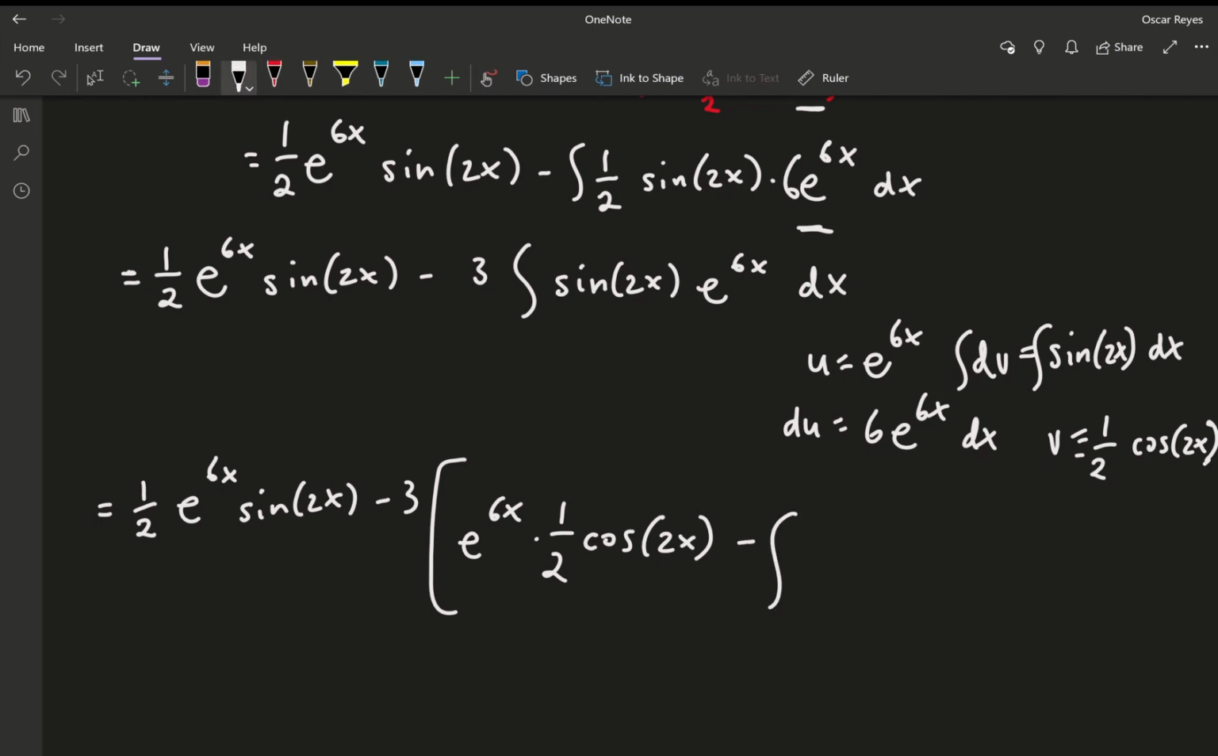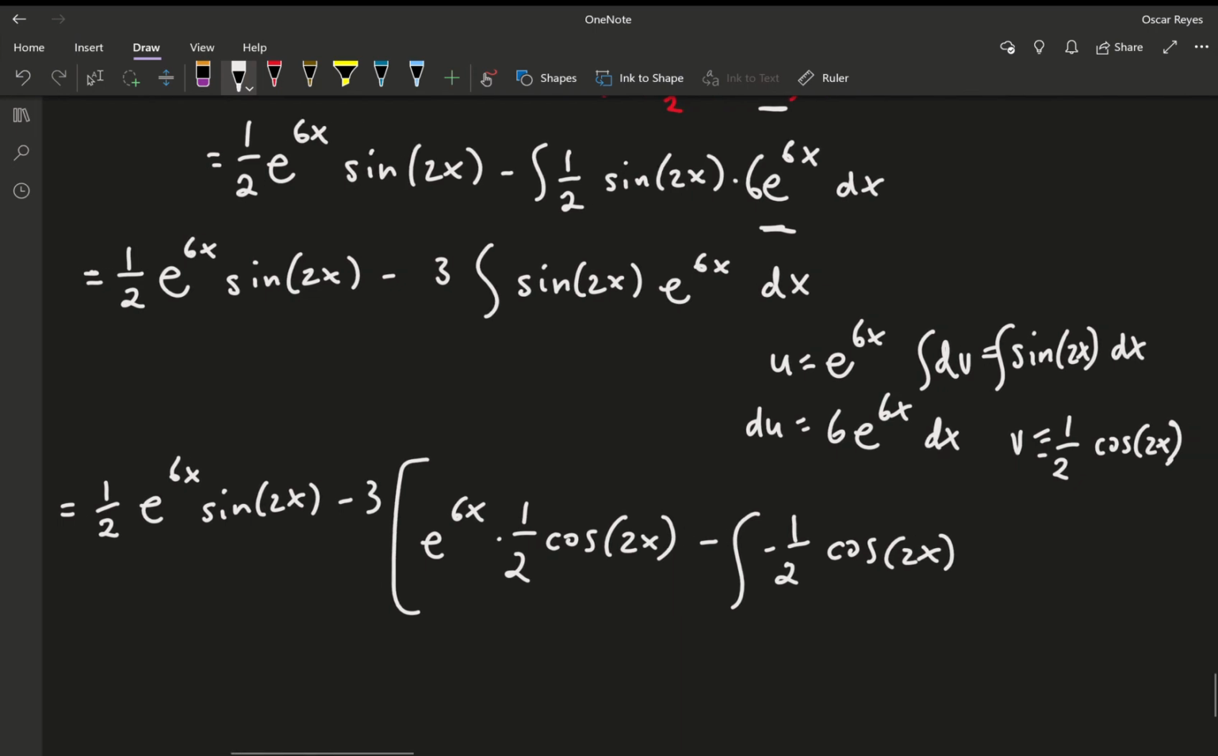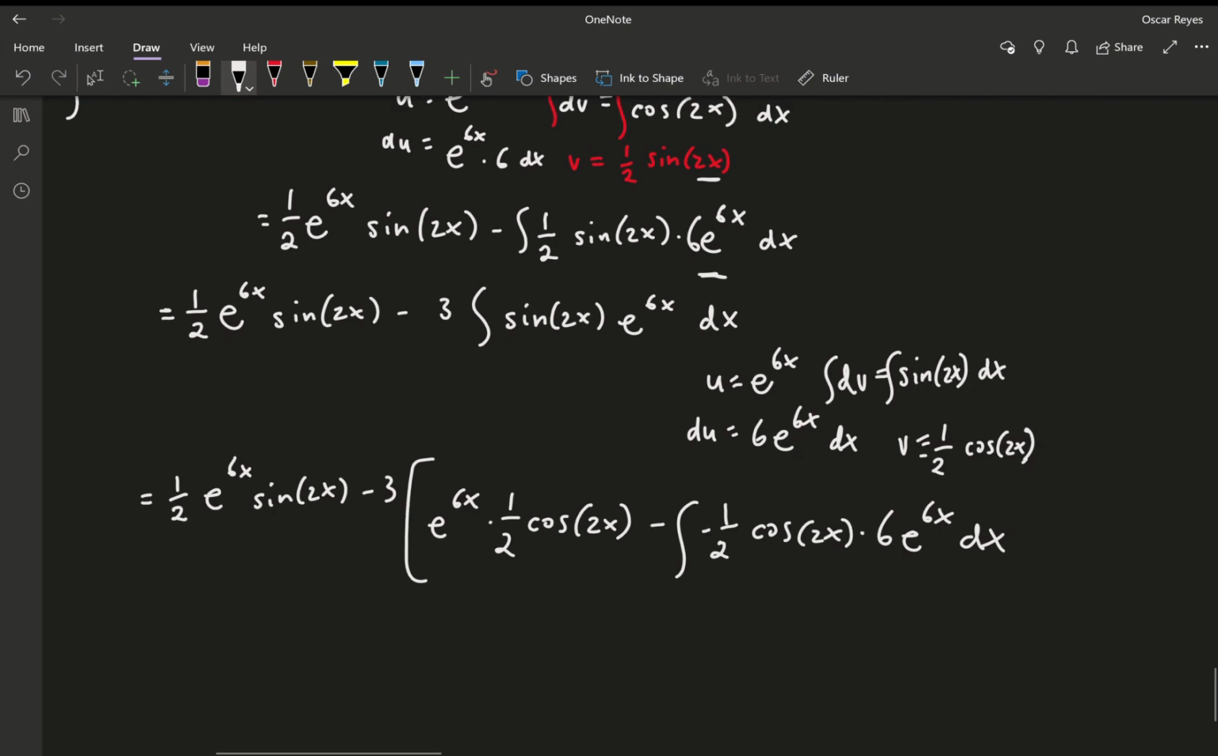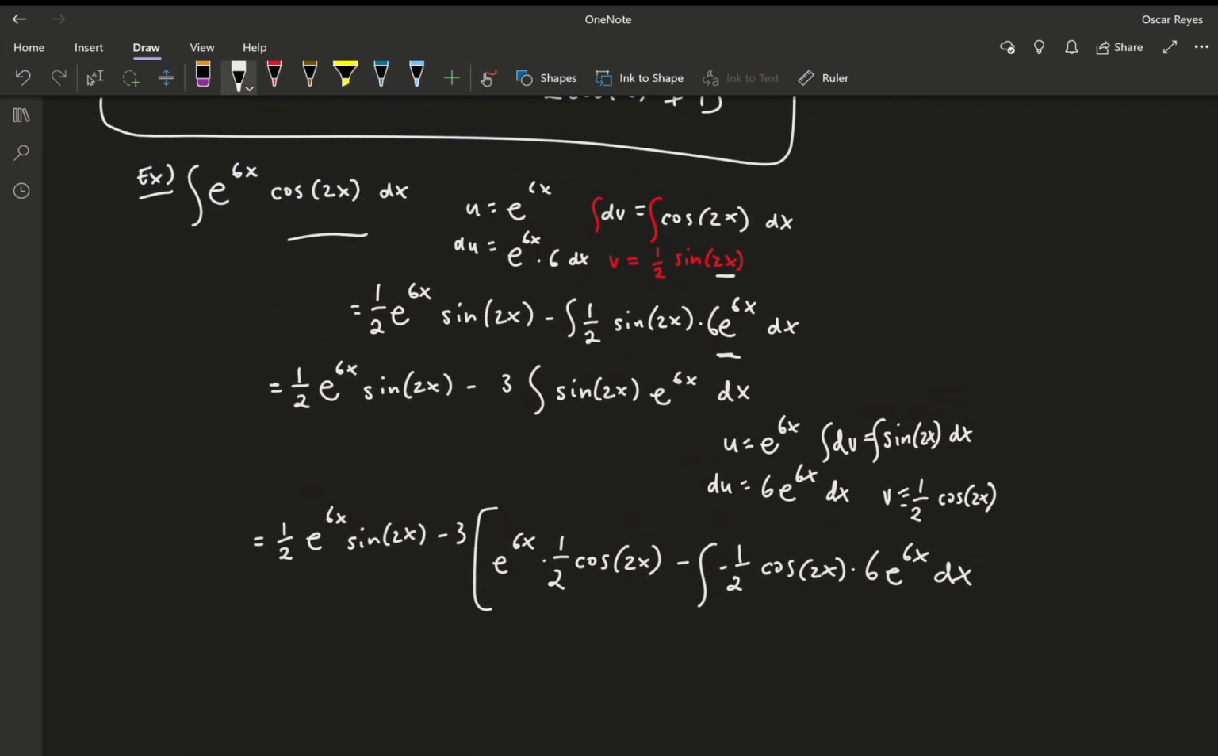Minus the integral of negative 1/2 cosine of 2x, and du is 6 e to the 6x dx. If you look at it, our original equation was e to the 6x cosine of 2x, and we have an e to the 6x multiplied by cosine of 2x.